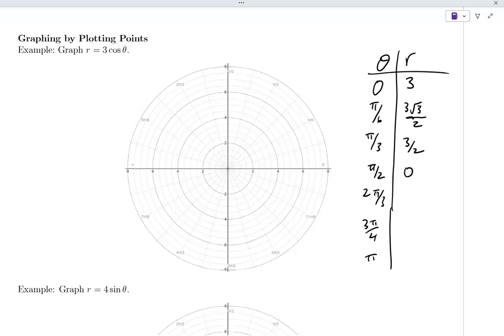And then we start going the other way, but negative. This will be negative 3 halves, negative root 3 over 2, and negative 3. We end up with the opposites of the values that we got in the previous computations that we did.